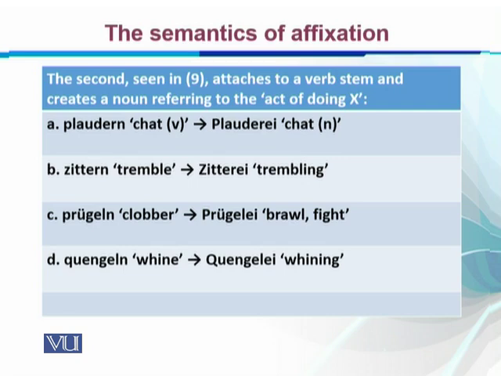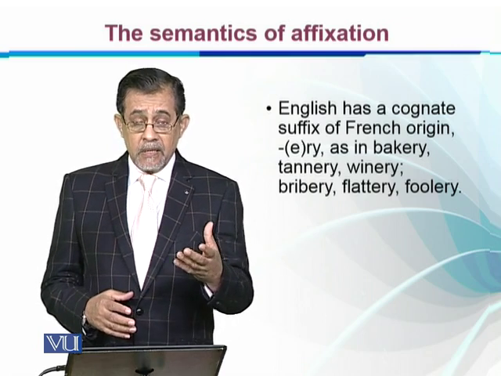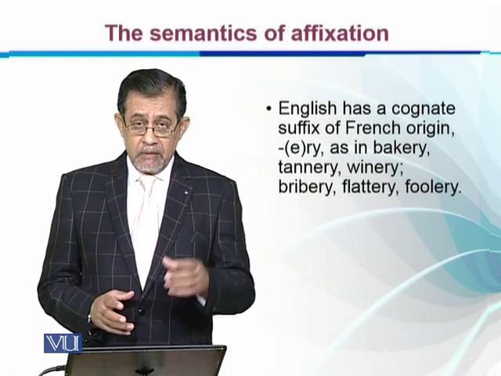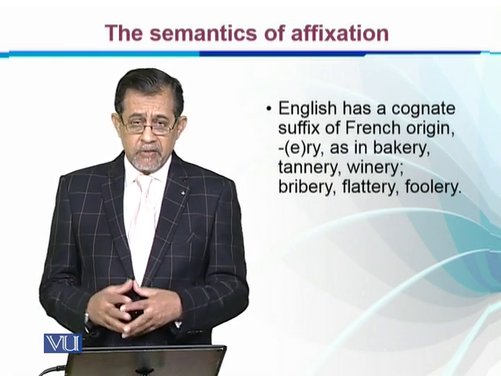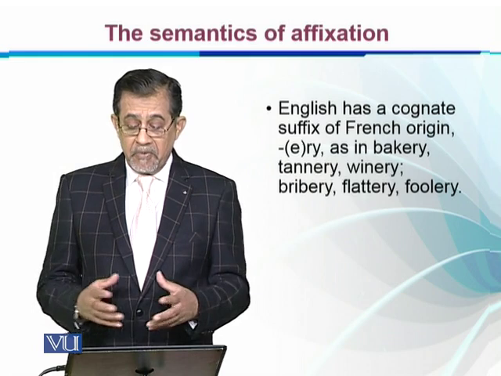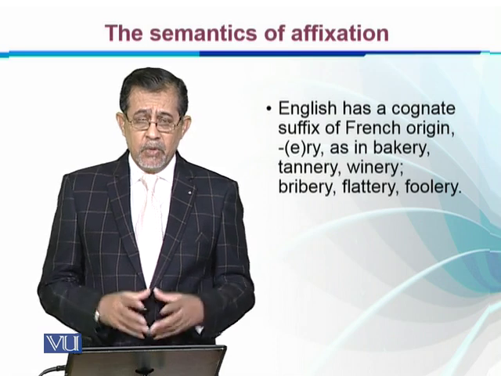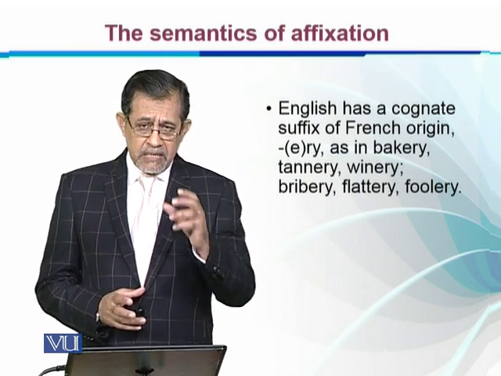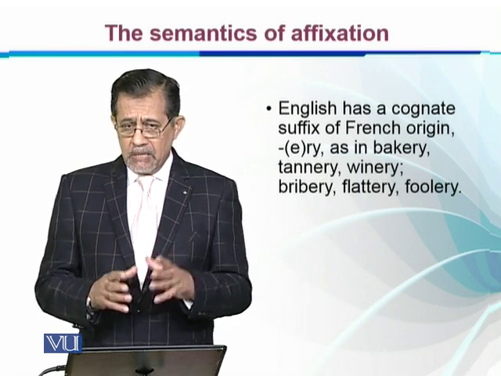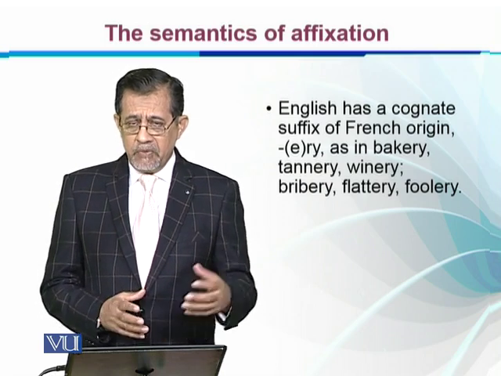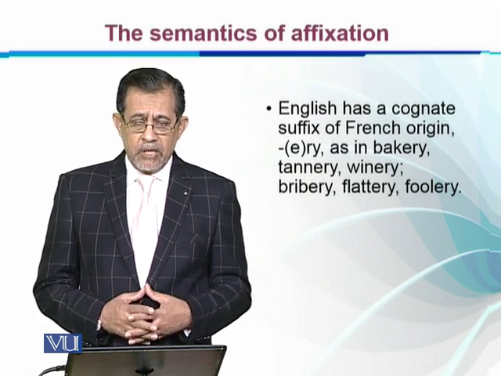English has a cognate suffix of French origin, that is ery, like in bakery, the place where one works; tannery, the place of tanning skins where one works; winery, bribery, flattery, and foolery. So it is similar to that of German too. So we can understand from this that affixes too have meaning. They do not always have the same meaning. Sometimes they have more than one meaning, as we have seen in the case of ism and in the case of ei in the German language.